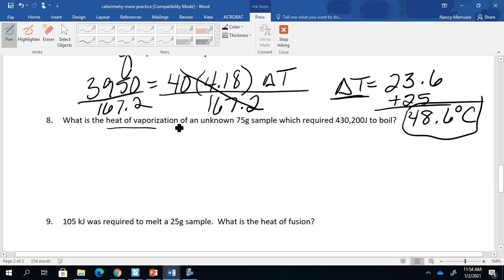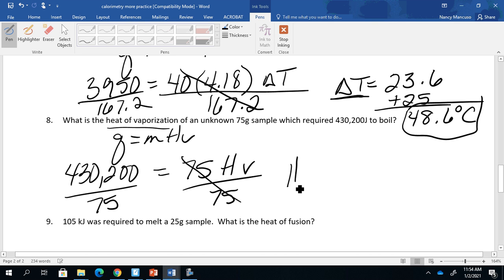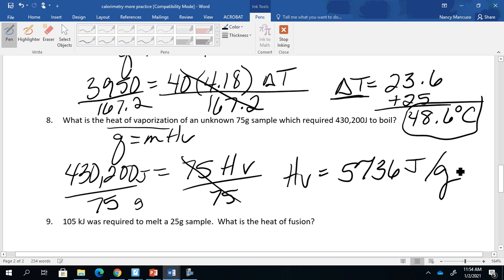All right, what is the heat of vaporization? So they want me to solve for HV. So my formula has to be Q equals M HV. And it required 430,200 joules equals 75 HV. Divide this side by 75, divide this side by 75. These will cancel out. HV is going to equal 430,200 divided by 75 equals, I get 5,736. Again, this was joules, this is grams, so my units would be joules per gram.